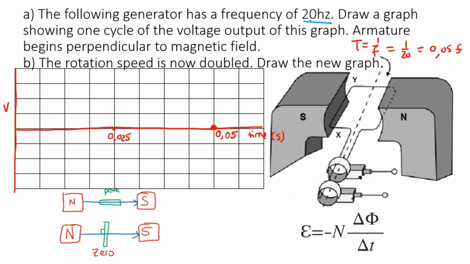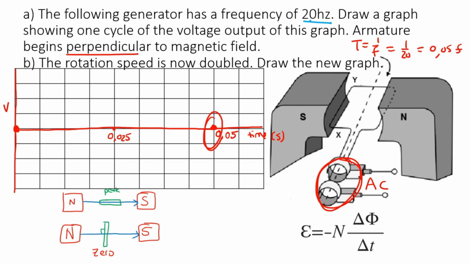So the following generator has a frequency. Draw a graph showing one cycle. If you look here, it's an AC graph, right? It's AC because it's got slip rings. Now the next thing we need to look at is that it says the armature begins perpendicular. So that means we're going to start at a 0.